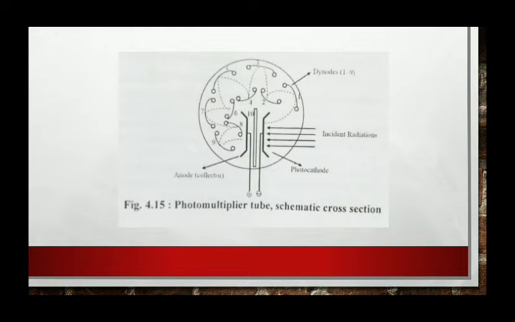The resulting current is then amplified and measured by the readout device. The magnitude of current is proportional to the radiant power of radiation that strikes the photocathode. The overall amplification factor is about 10 raised to 6. A photomultiplier tube must be carefully shielded from stray light.